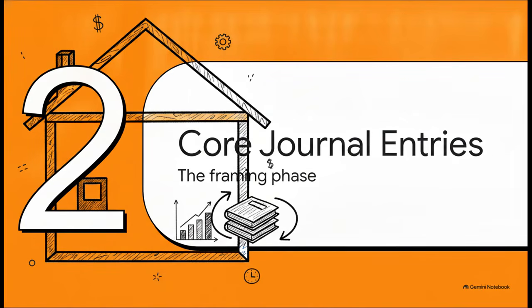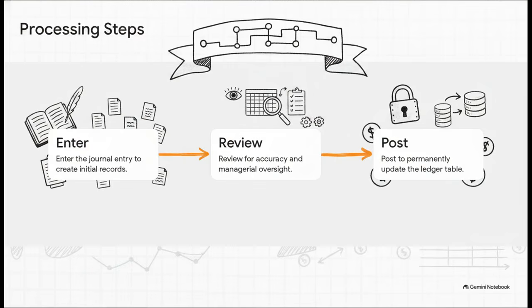Moving right along to Phase 2, processing core journal entries. With the foundation poured and wired up, this phase is like the framing of our house. It's your daily operational process. J.D. Edwards handles these transaction batches using a really reliable 3-tier process: enter, review, and post. This bite-sized, step-by-step structure guarantees data integrity and bakes in managerial oversight before anything is permanently set in stone.